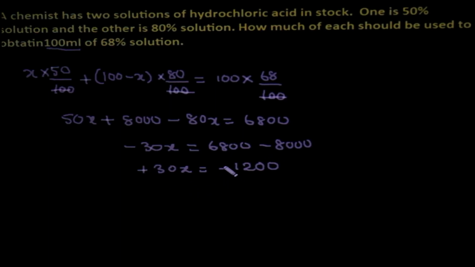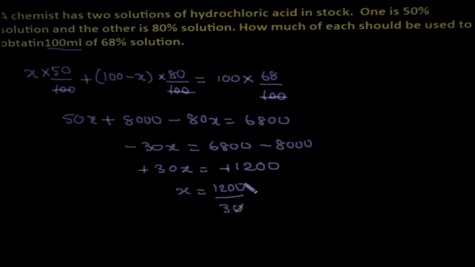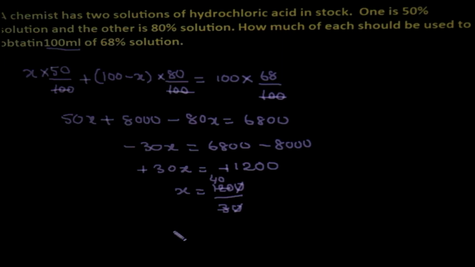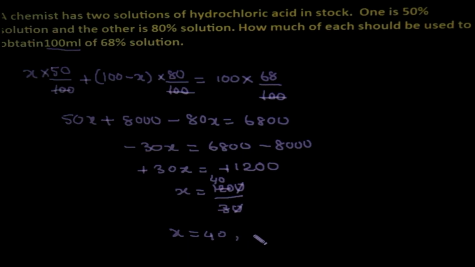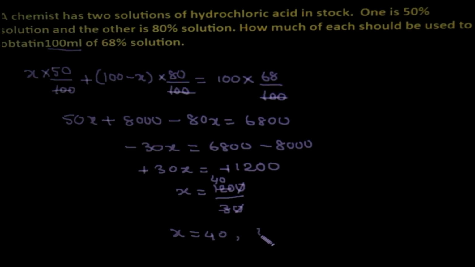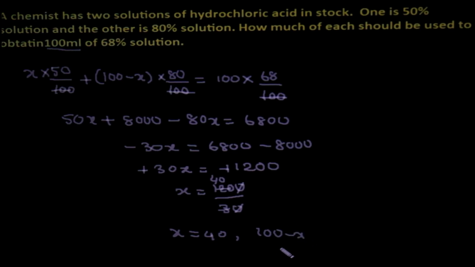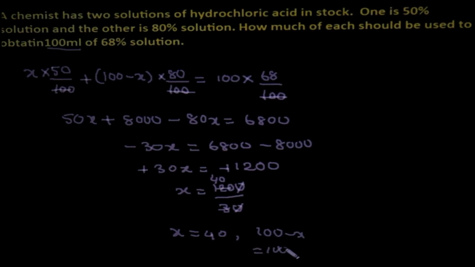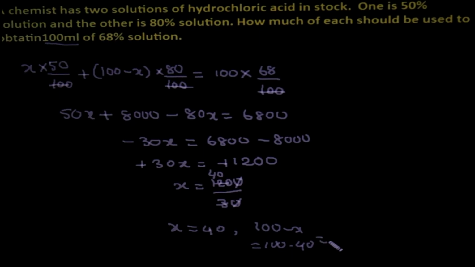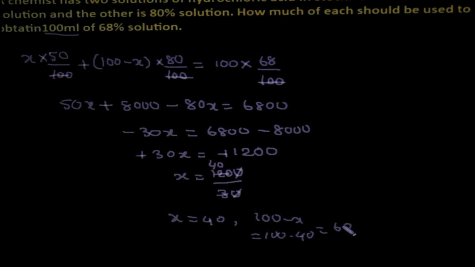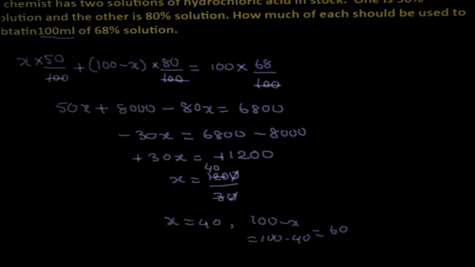Minus minus get cancelled. x will be 1200 divided by 30, which is 40. Therefore, x will be 40. And the other one is 100 minus x, that is 100 minus 40, that is 60. Next one.